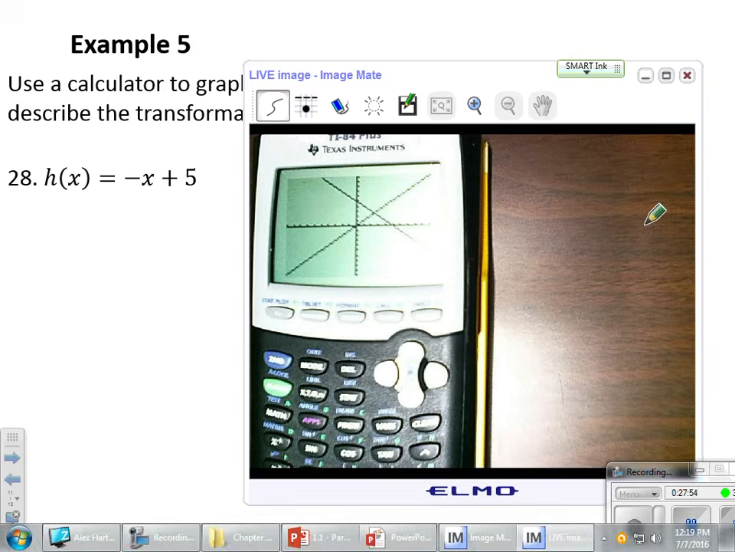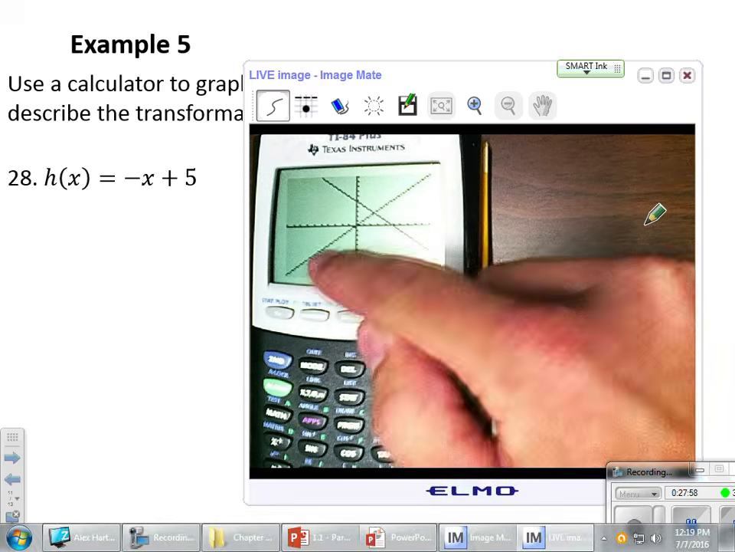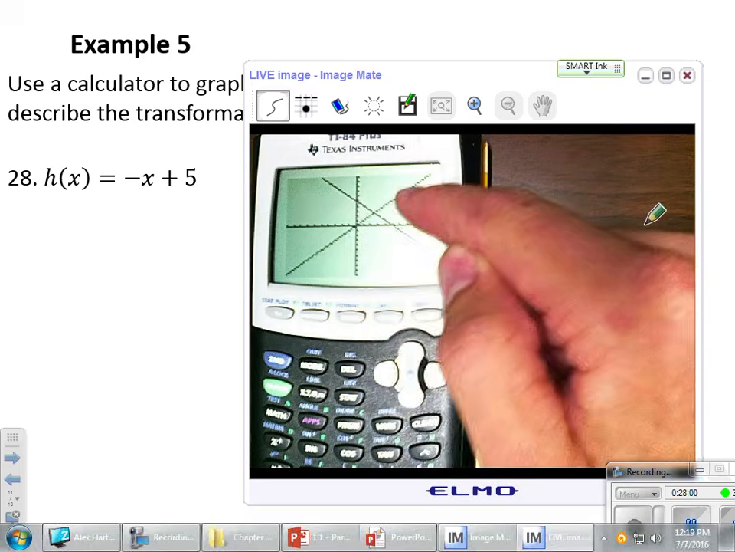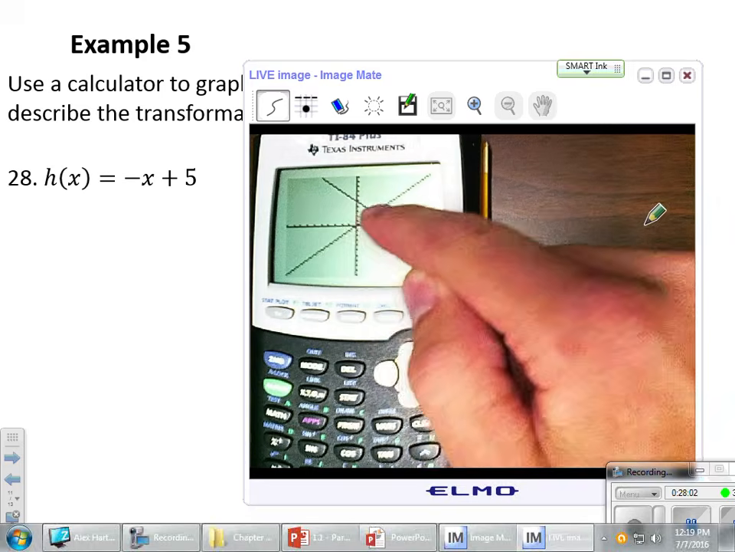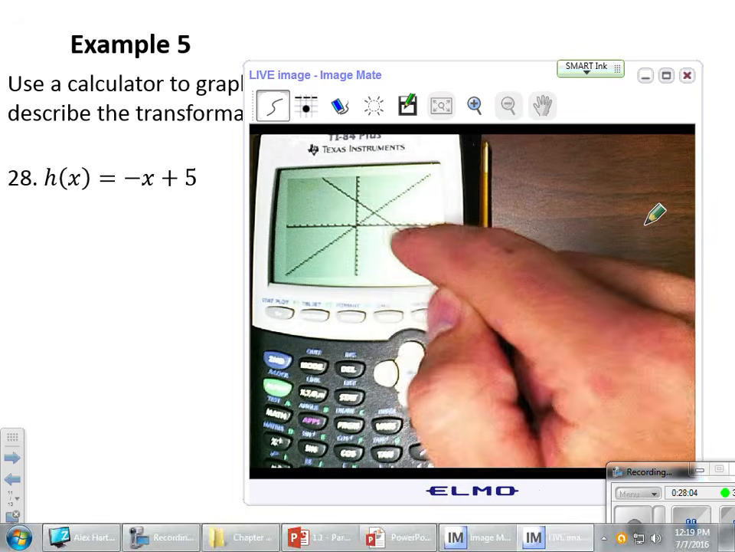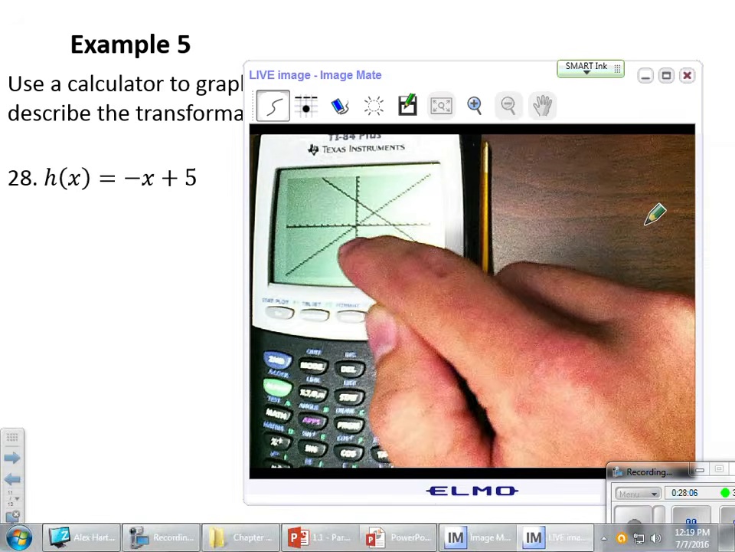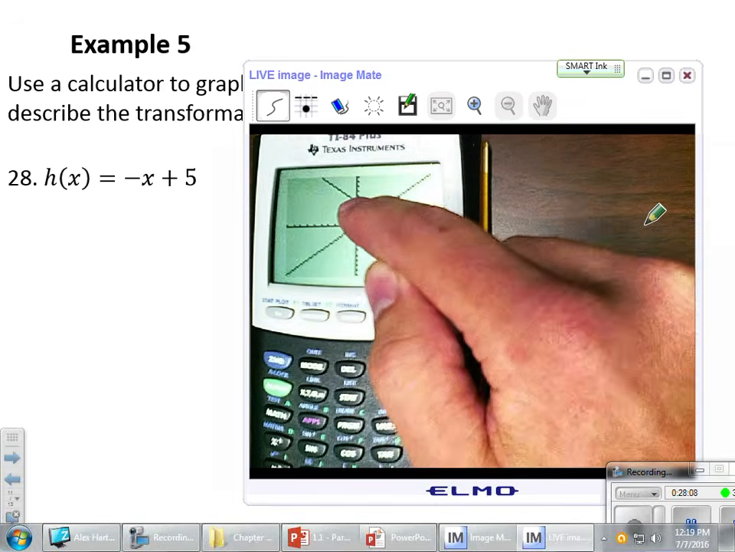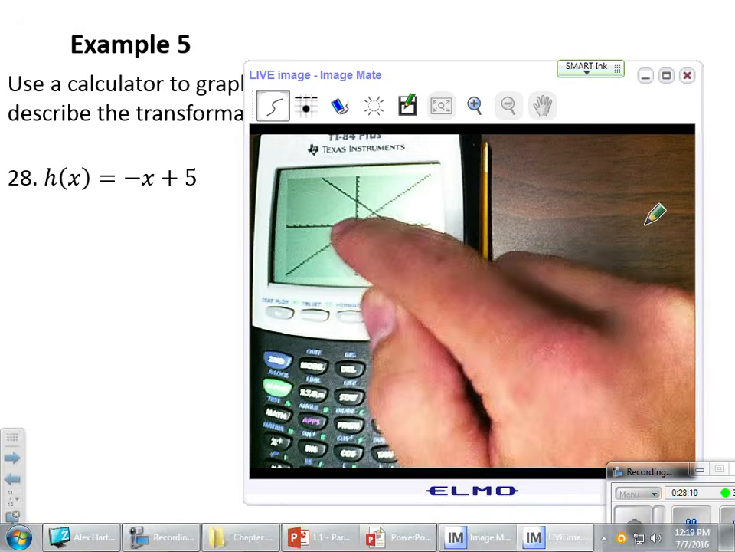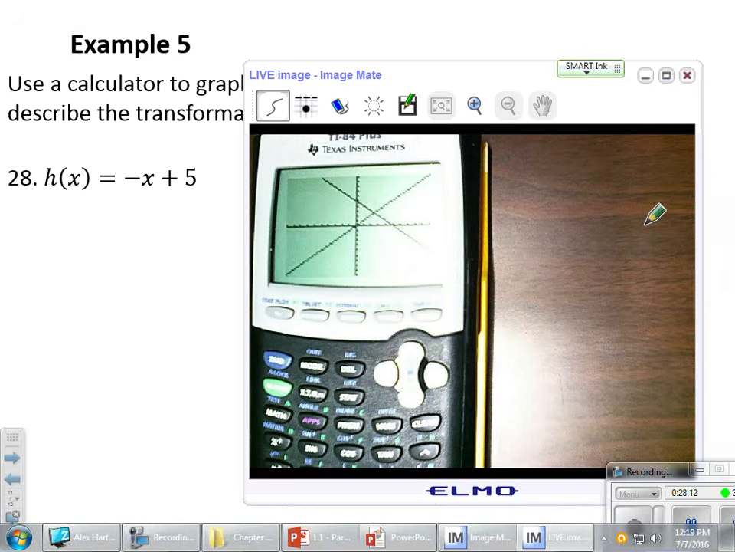So what are some things that we are seeing? We are seeing, first of all, our graph is not looking like this parent function that rises to the right. So ours has been vertically flipped, and then it's been lifted up 5 units. So vertical flip, up 5 units. Let's take a look at the second one.